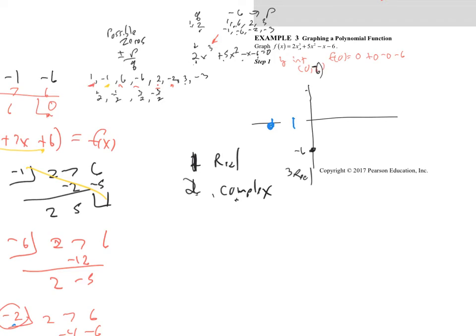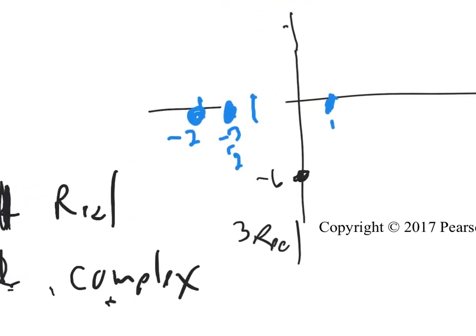Negative 1.5. So that's a negative. So it's somewhere here. There's my negative 2. There's my negative 3/2. There's my positive 1 over here. So what does this function look like then?